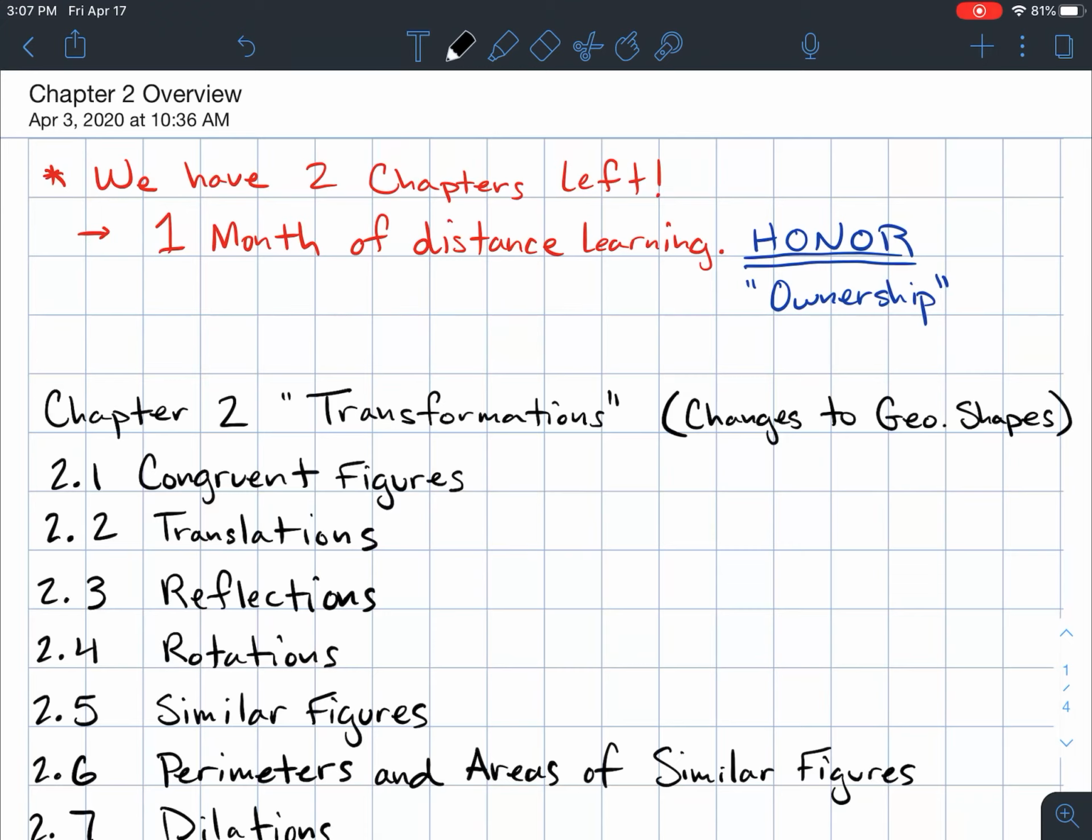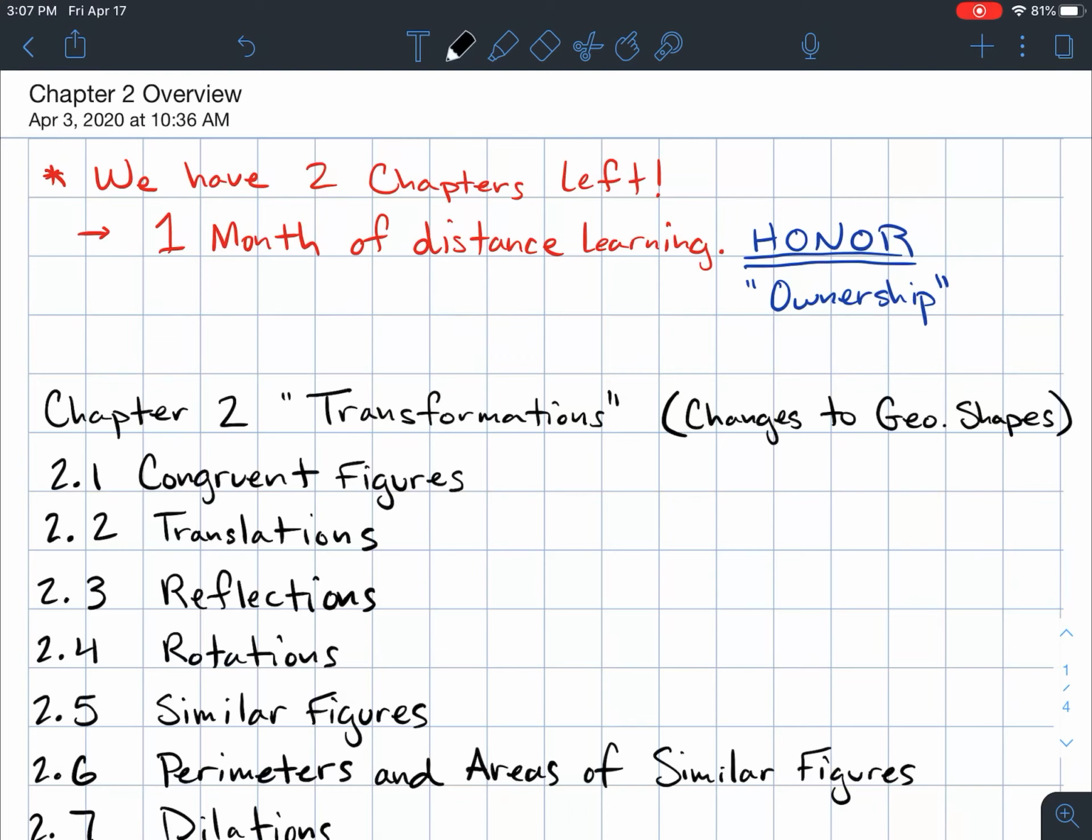We only have 2 left, and we have about 1 month of distance learning left, and maybe about a week beyond that as well. I just want to focus on the ownership part of honor. This is your time to really take ownership and to apply yourself to all of your classes during this time of distance learning. A lot of the pressure is on you, and it's up to you to rise to the occasion. So this is Chapter 2.